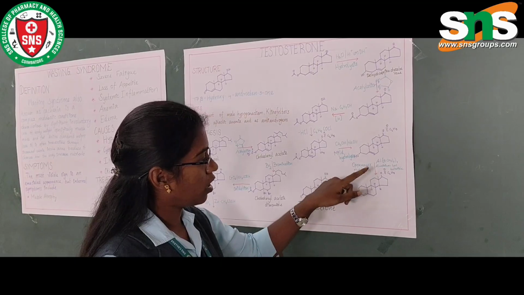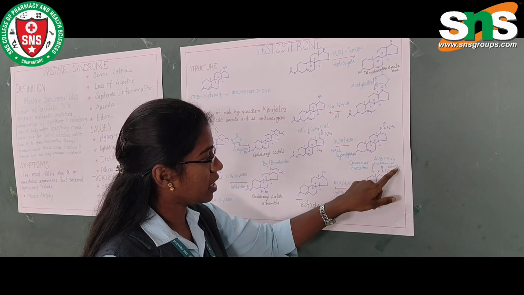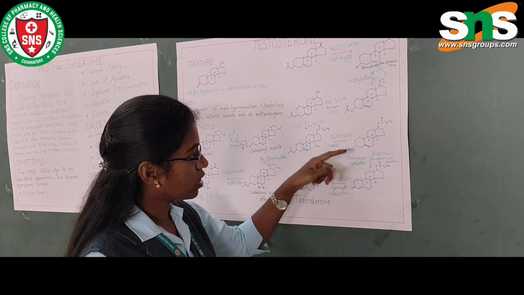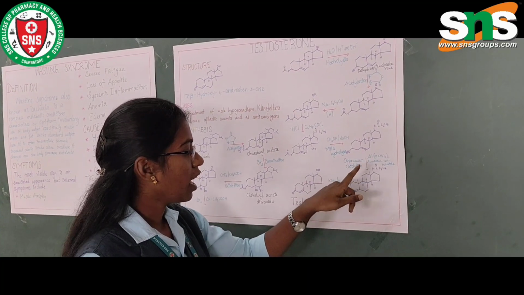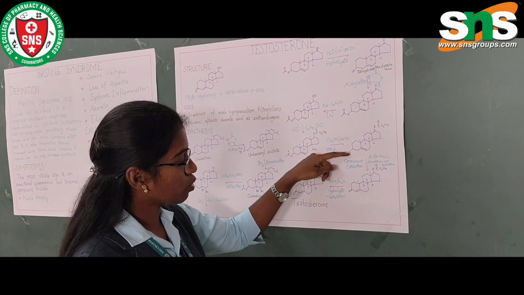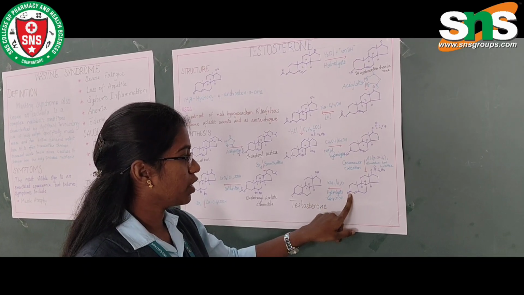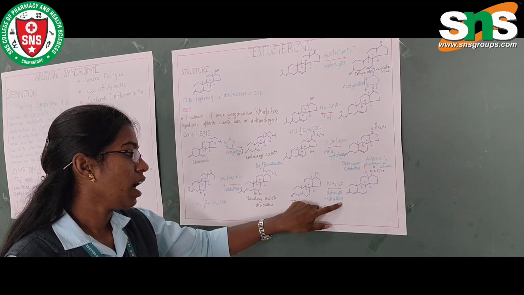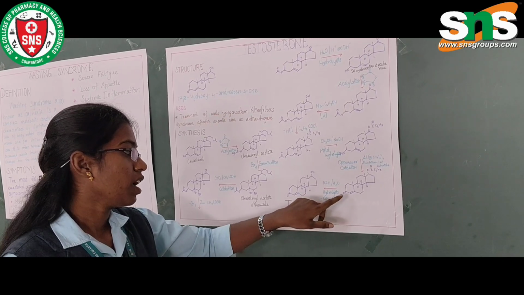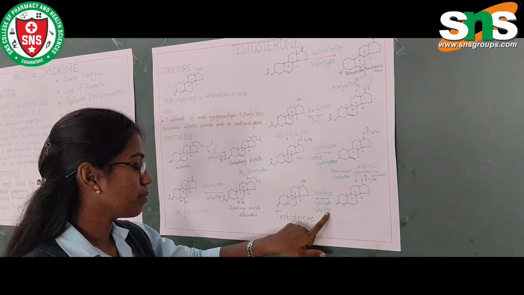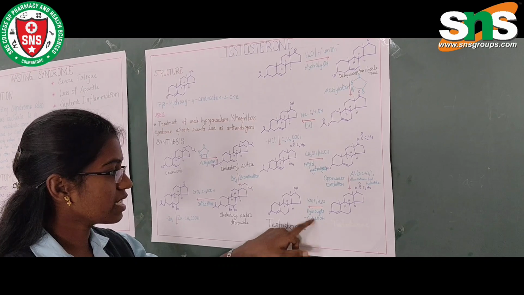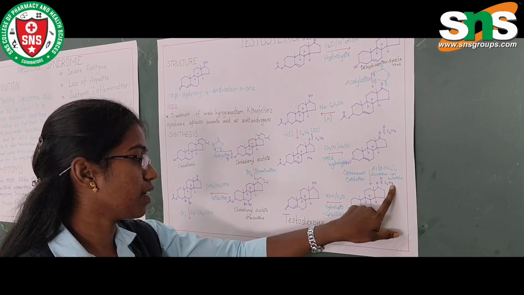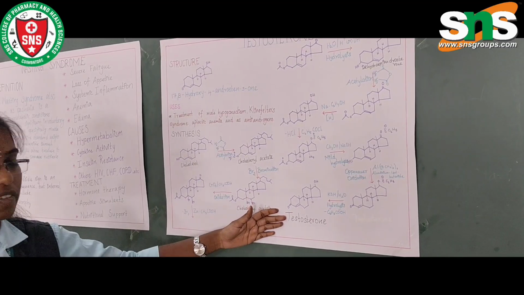Now on treatment with aluminium tert-butoxide, Oppenauer oxidation occurs here. The double bond is shifted here and the OH group is converted into a ketone. Now on hydrolysis with potassium hydroxide in the presence of water, benzoic acid is released with the removal of the benzoyl group, and testosterone is formed.